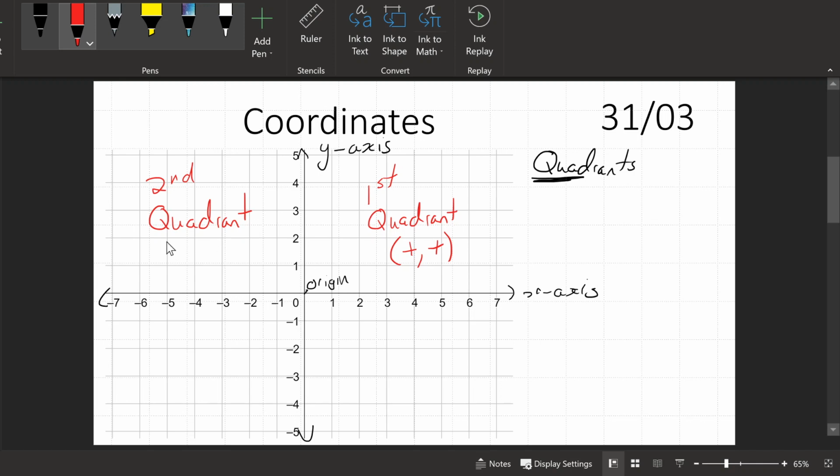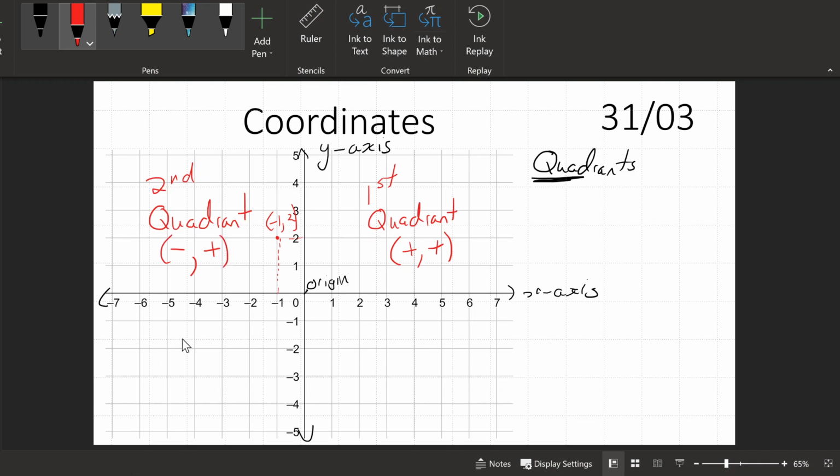And do you think that the values here are going to be positive or negative? Well, let's just look. Okay, so imagine I just picked a random point. Let's say this point here. Now we still read our x-axis first and then our y-axis. So we go across and then up or down. So left or right and then up or down. So, okay, it's -1 along the x-axis and 2 along the y-axis. So it's -1 and 2. So in the second quadrant, our x value is negative. Our y value is positive.